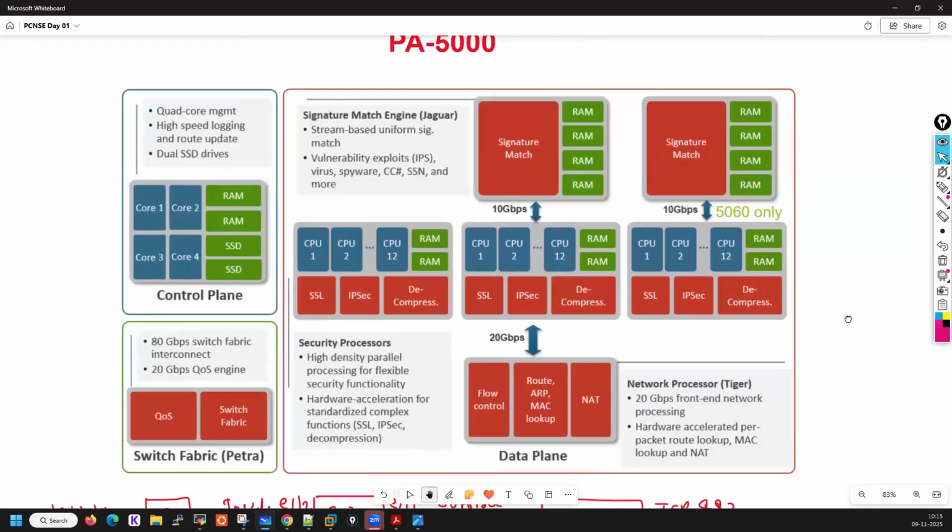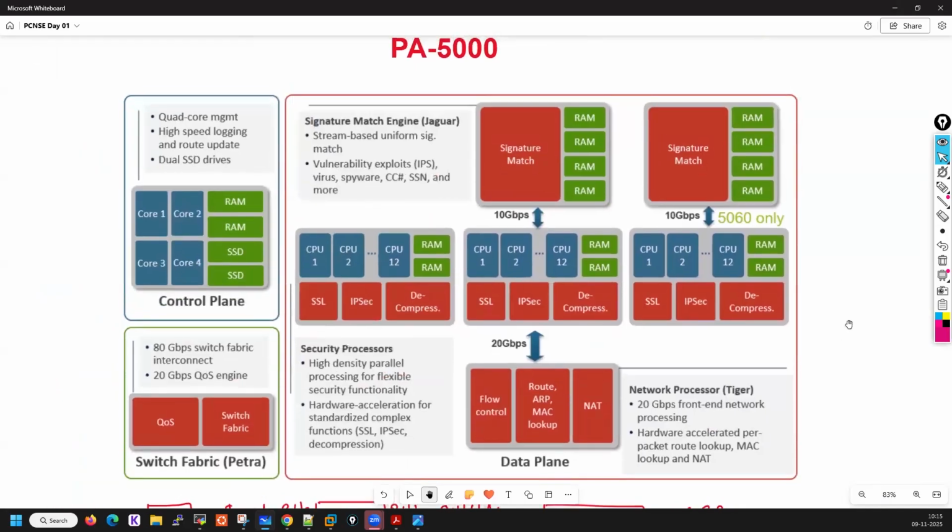5000 series box. In this particular architecture, if you will see, we have a dedicated, this is the management plane, MP, and this entire thing is known as data plane. In management plane, you can see it has a dedicated CPU, dedicated RAM, dedicated SSD, right?